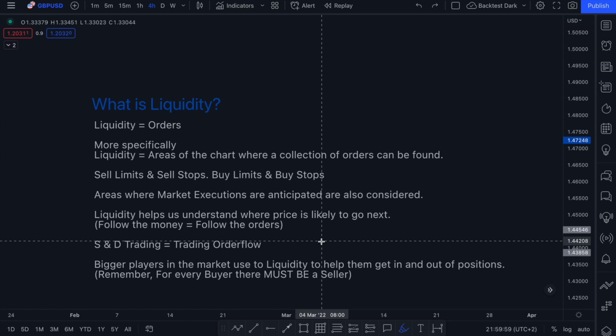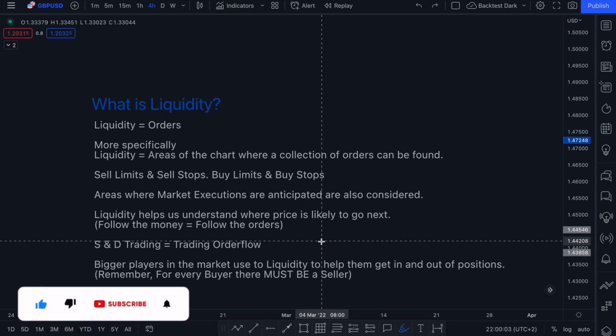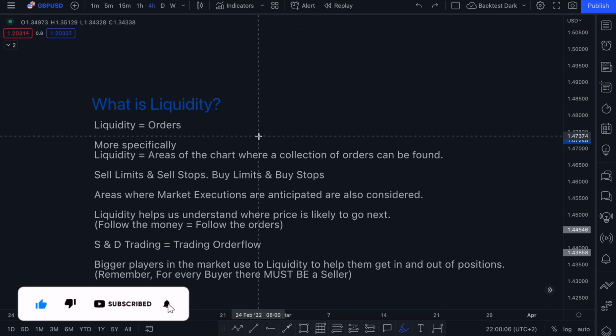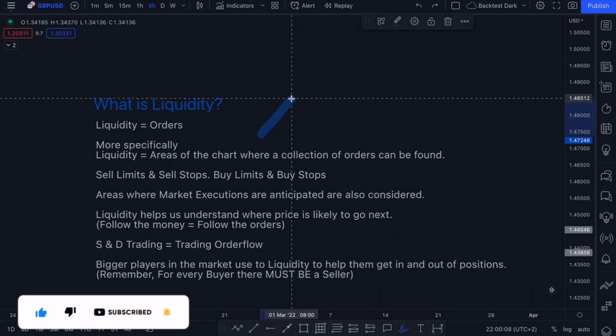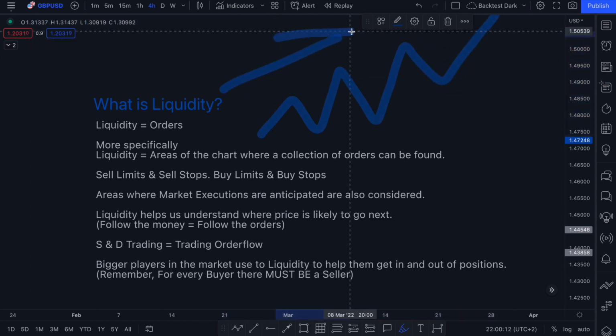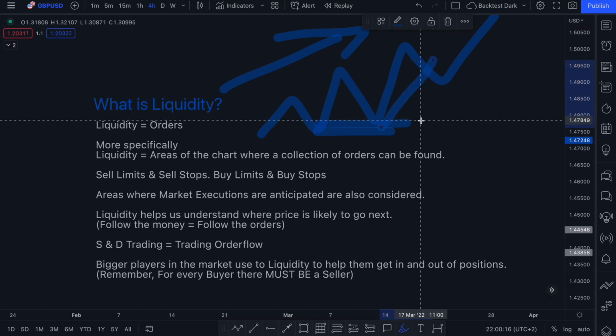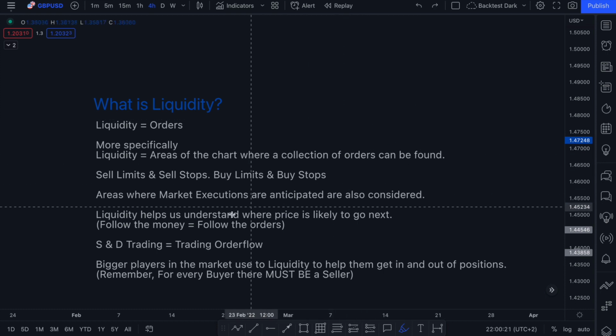Okay. Now, the reason liquidity is such an important concept when it comes to supply and demand trading is because, remember, supply and demand trading is essentially a trend following strategy. So if we are pushing bullish, we want to find high value areas for us to continue with that underlying trend. All right. And then the same is obviously true for when we are bearish.